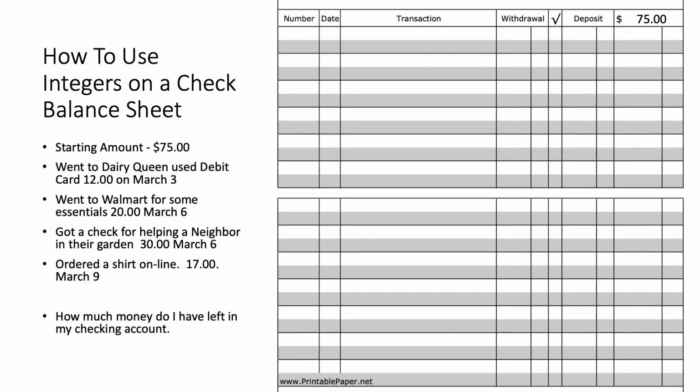Now, my next thing is we went to Dairy Queen to use the debit card for $12 on March 3rd. So I'm going to look at my next line of my transaction there. And I know that it was a debit card. So I'm going to put in debit, and the date was March 3rd. My transaction was to Dairy Queen, and now I have to determine if I have spent this money or if it is a deposit. So I spent this money at Dairy Queen, so it is going to be a negative number. I'm going to write that in red in this case, in the withdrawal section for $12. Now, I have to take that amount away from my deposited amount of $75, and that leaves me $63.